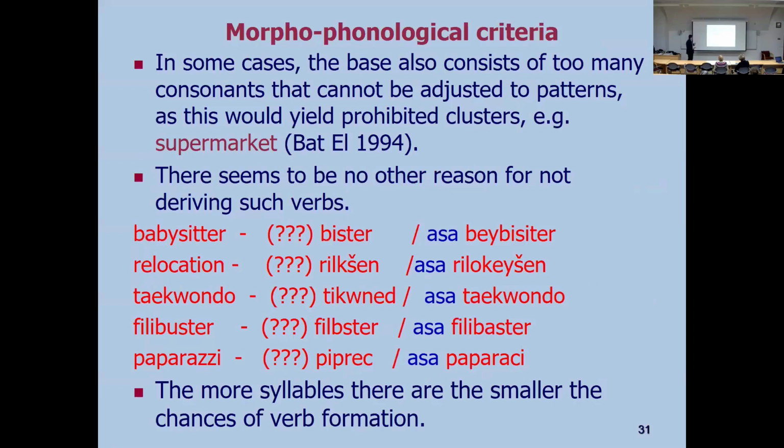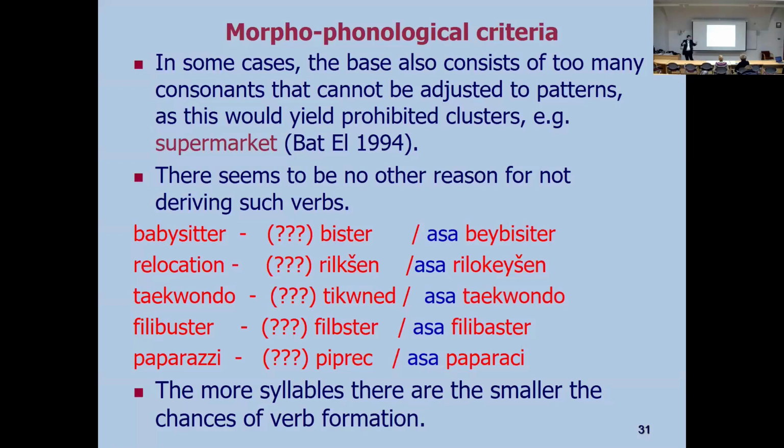We have many more extreme examples. So the more vowels, more syllables there are, and also the more consonants there are, the more difficult it is to form a verb. So for example, we have here words which are very frequent in periphrastic constructions, like to babysit, for babysitter, to do relocation, to practice taekwondo, to do a filibuster in the parliament, to do a paparazzi, okay? So we have asa babysitter, asa relocation, asa taekwondo with the Hebrew verb asa, which functions like some sort of auxiliary verb. There is no problem.